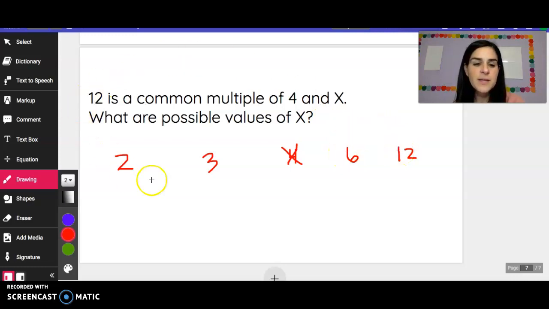And as I was doing this, I realized that I actually just wrote down some of the factors of 12. So you can see that factors and multiples are related, but you have to keep them straight in your head. Multiples, just remember, it's like skip counting. So skip counting is the same as multiples.